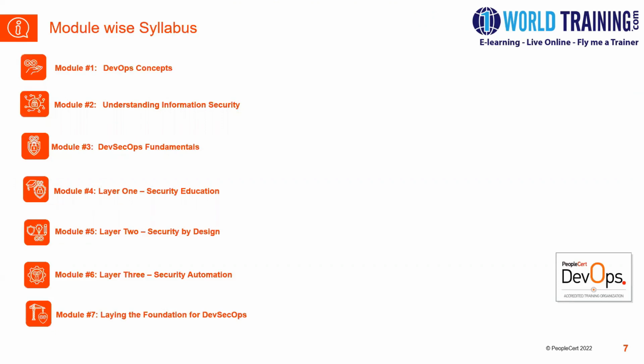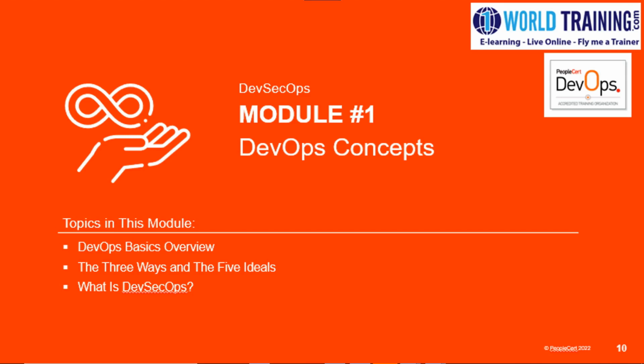Let's understand the module-wise syllabus. Of course, there are 7 modules predominantly covering DevSecOps fundamentals. So there'll be DevOps concepts, understanding information security, DevSecOps fundamentals, security education, security by design, security automation, and laying the foundation for DevSecOps. Let us start with Module 1, DevOps Concepts.